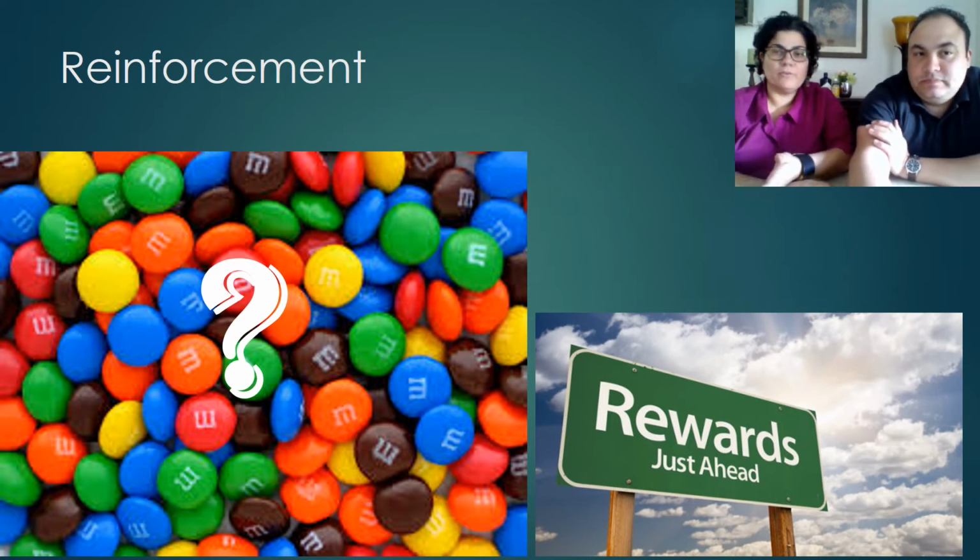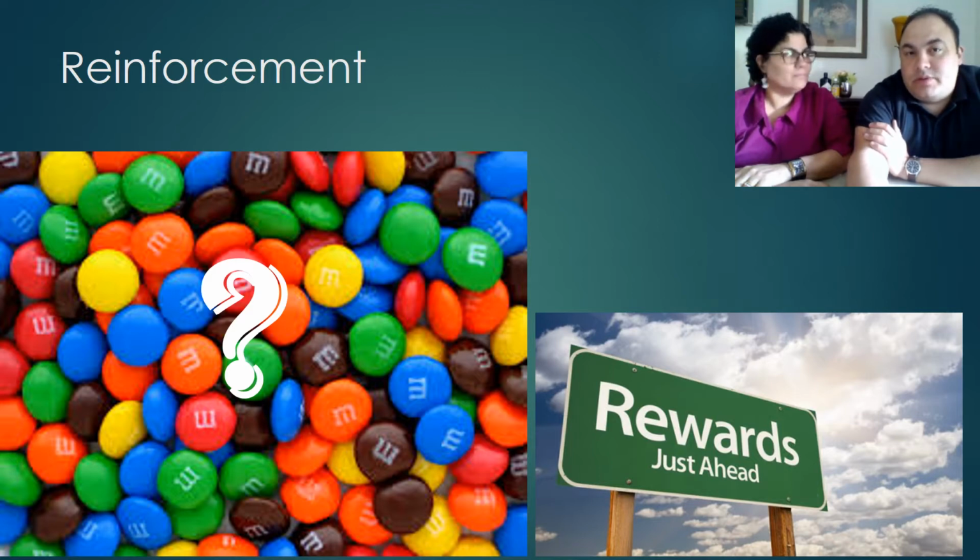So reinforcement or reinforcer is not one particular thing. It could be anything, and it will vary by each person. And the goal is, if you can understand what someone's reinforcers are, that puts you in a better position to be able to work with them and help them change their behavior.